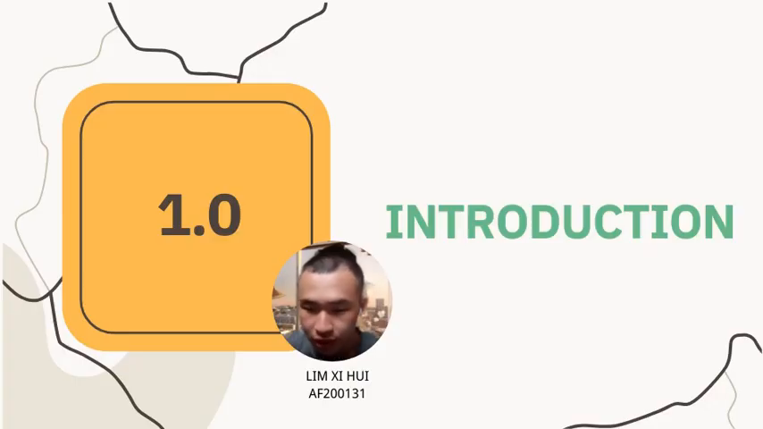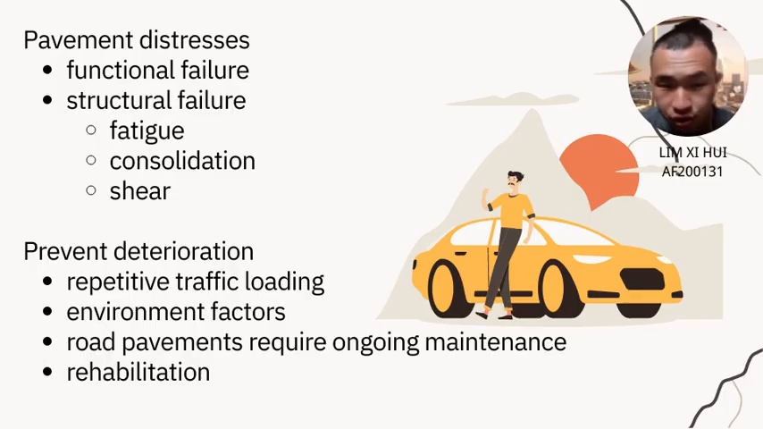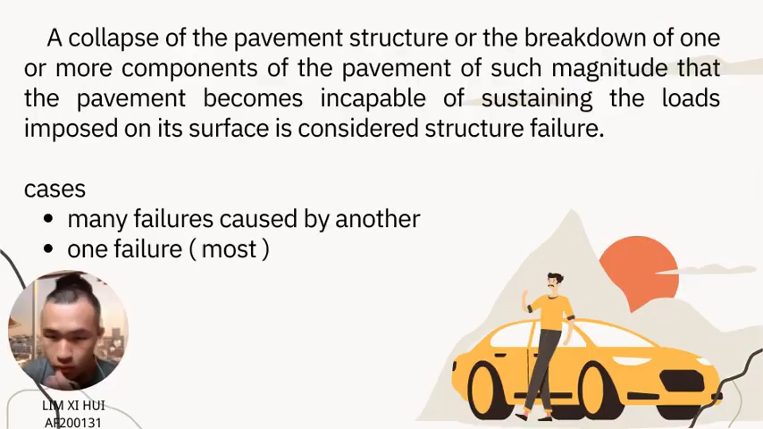1.0 Introduction. Pavement distress is classified into two types. One is functional failure, and the other is structural failure. Inside structural failure, flexible pavements can fail as a result of fatigue, consolidation, and shear. To prevent deterioration caused by repetitive traffic loading and environmental factors, road pavement requires ongoing maintenance and rehabilitation.